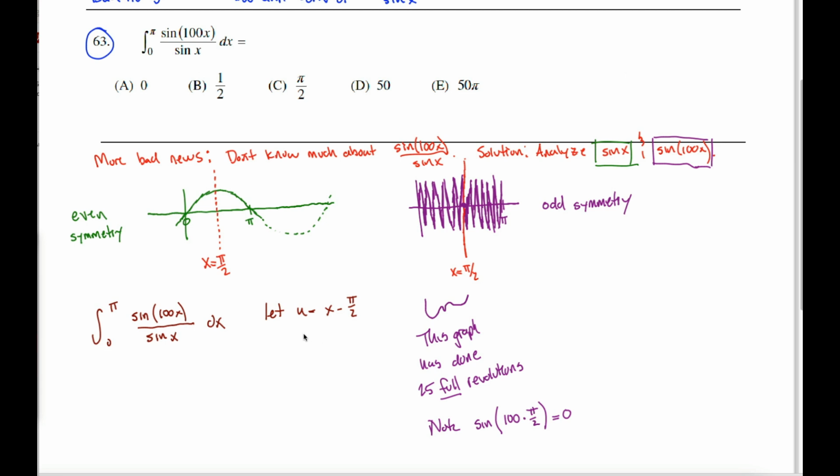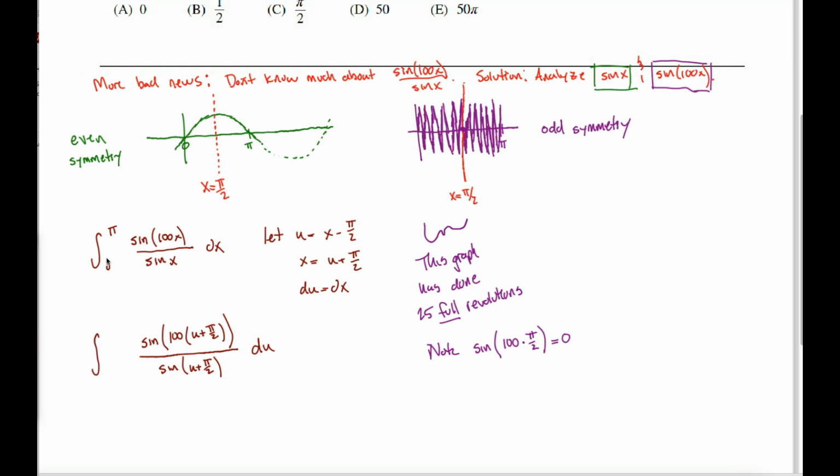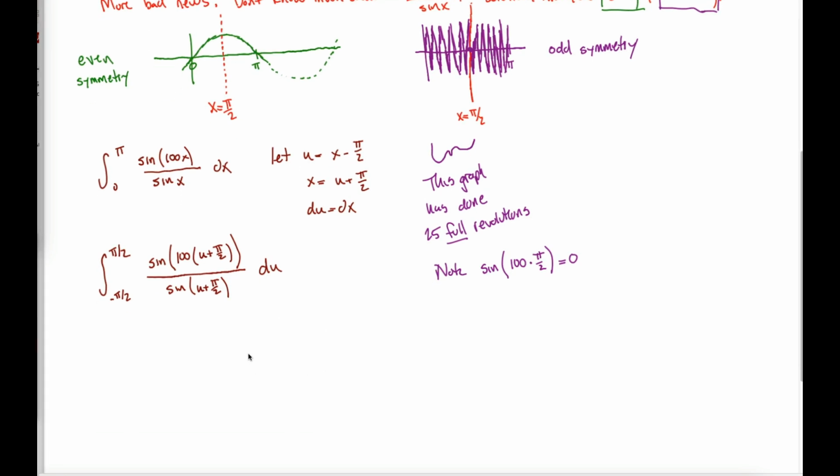If u is x minus pi over 2, then x is equal to u plus pi over 2, and du is equal to dx. With these substitutions, the integrand becomes the sine of 100 times u plus pi over 2 divided by the sine of u plus pi over 2. Our dx changes into a du, and our bounds of integration, which used to be written in terms of x's, can be rewritten in terms of u's. So I'm going from 0 minus pi over 2, in other words negative pi over 2, to pi minus pi over 2, in other words pi over 2. With these substitutions, we can redraw our axes, but instead of plotting along the x-axis, I'll plot along the u-axis.